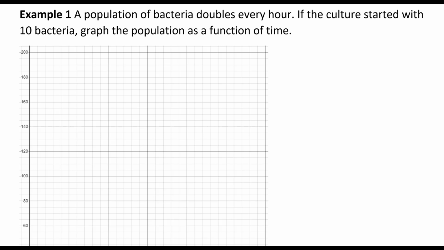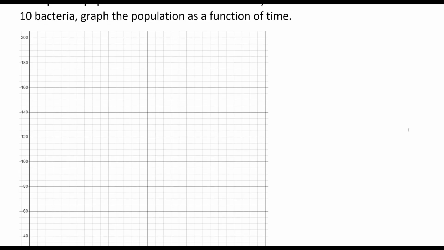So example 1, a population of bacteria doubles every hour. If the culture started with 10 bacteria, graph the population as a function of time. And I put a really tall graph here. I think I can get most of what we need with this scroll to this point. So anyway, let's go ahead and come up with our equation.